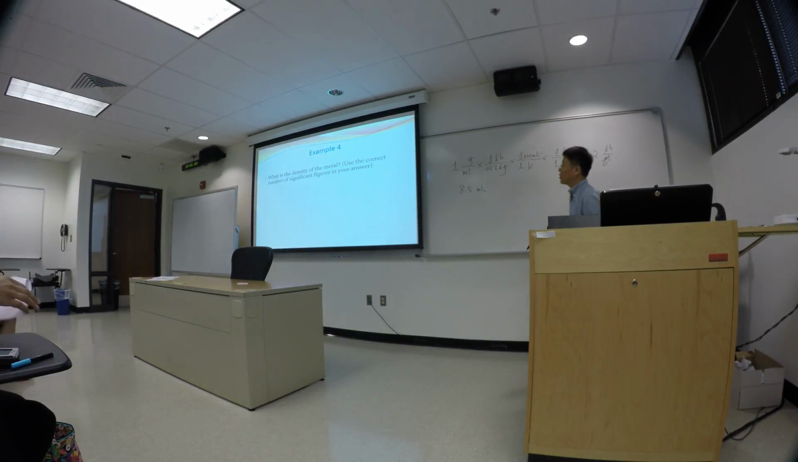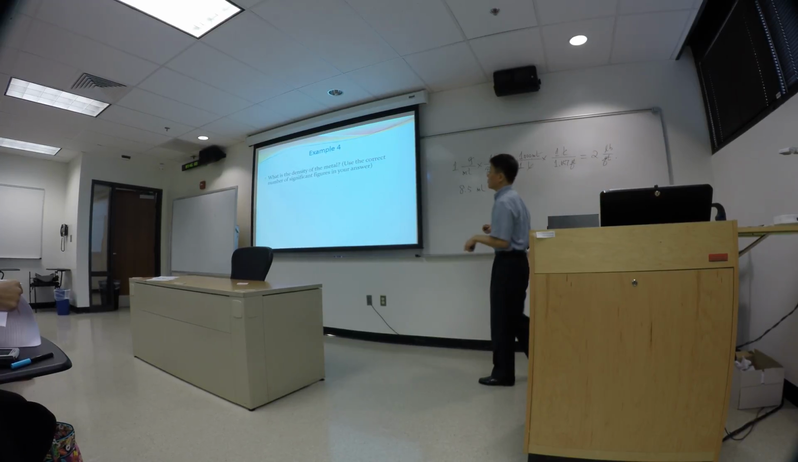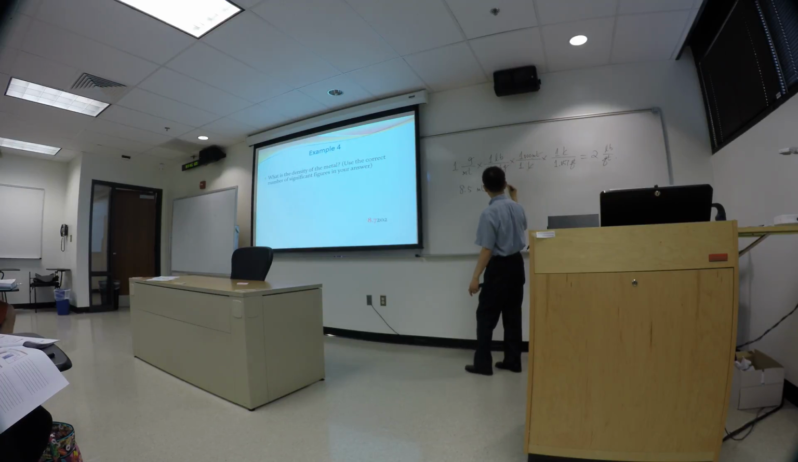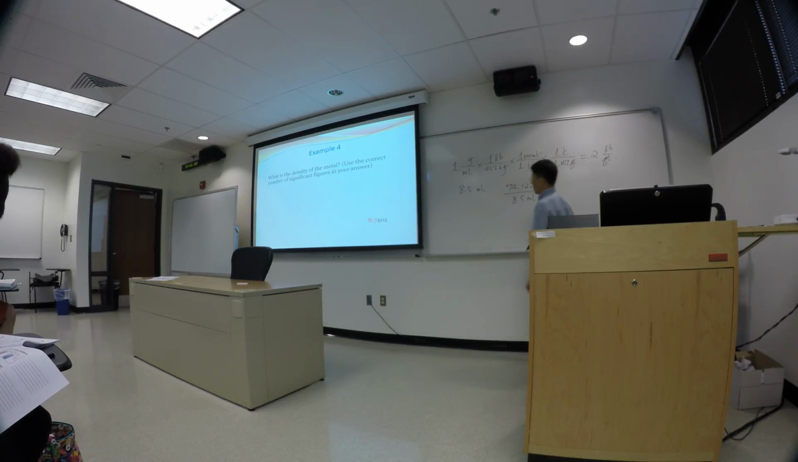So for this particular question, what is the density of the metal? We need you to use the correct number of sig figs in your answer, and we have 74.122 grams divided by 8.5 milliliters. I will give you 8.7202, and that's what the calculator tells you. And with 2 sig figs, that's 8.7 grams per milliliter.